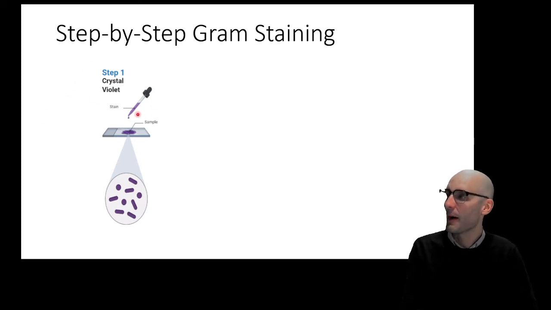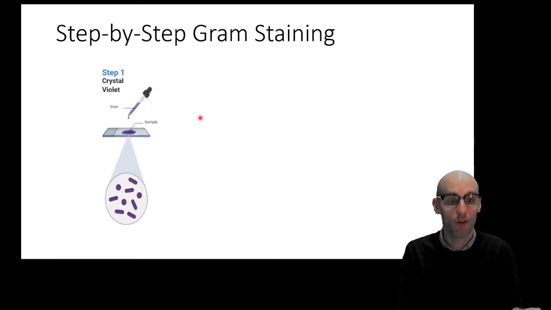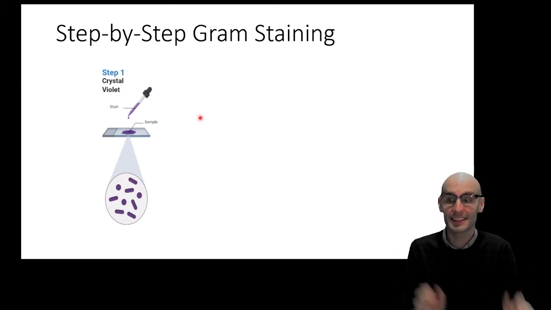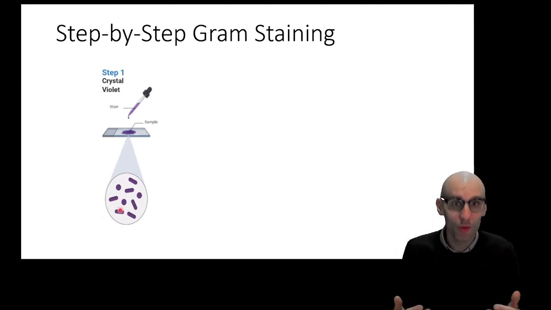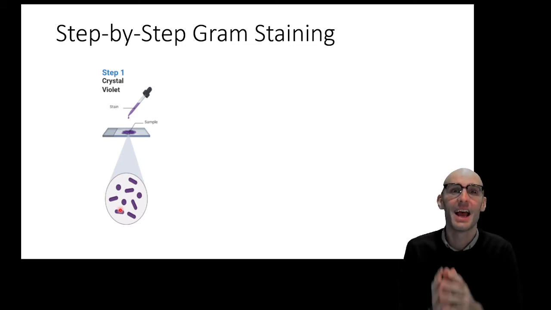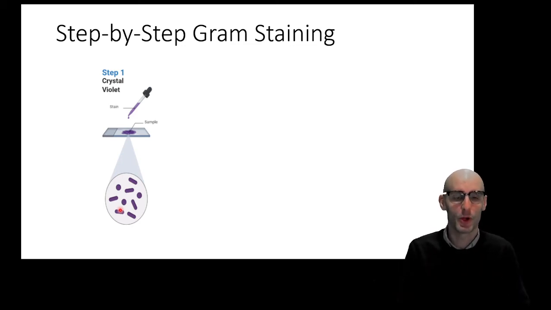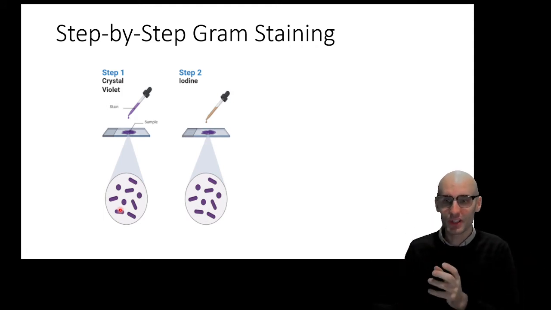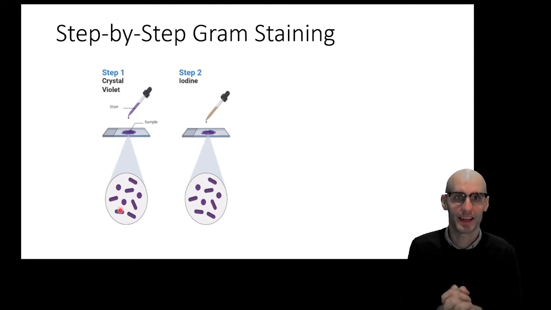Step one is we put on a crystal violet stain. This is the purple gram stain. The important thing is that it actually stains all the bacteria, so all the bacteria initially stain positive for the purple gram stain. We then put in iodine. Iodine reacts with the crystal violet to lock it in place, so it almost fixes the crystal violet in the stain.